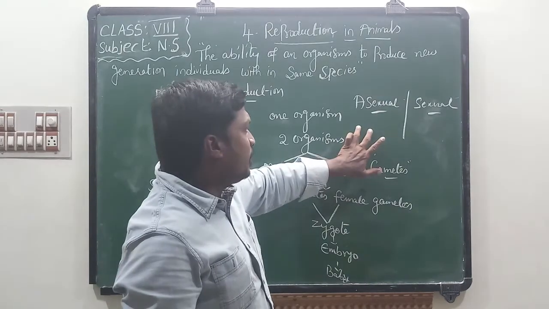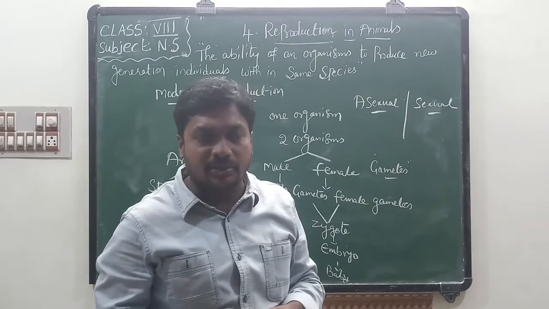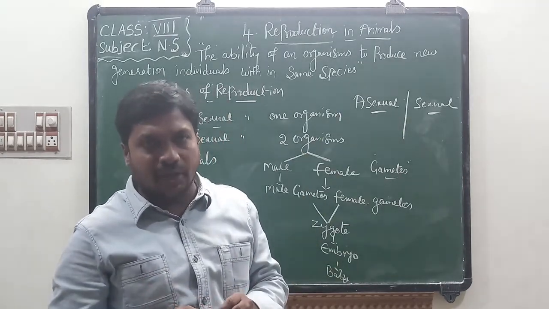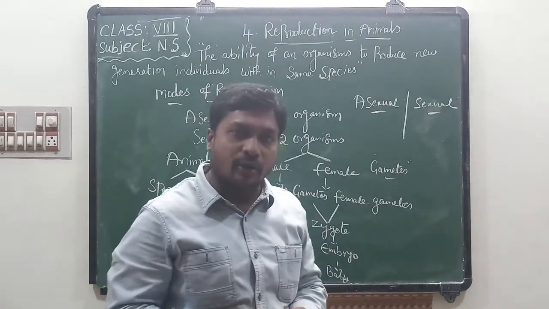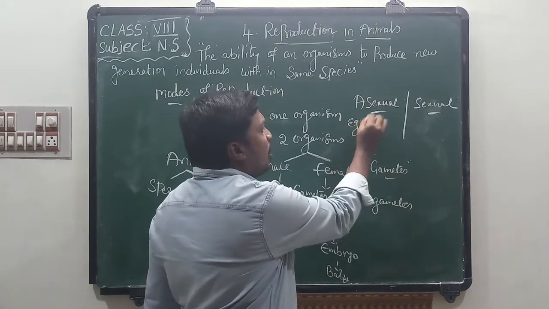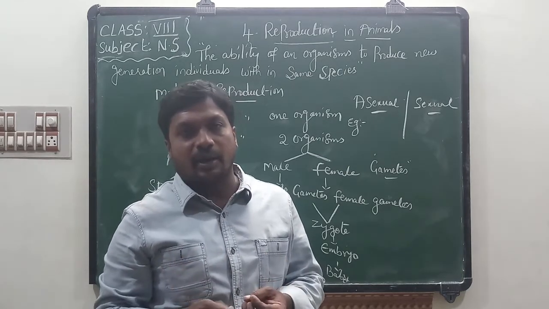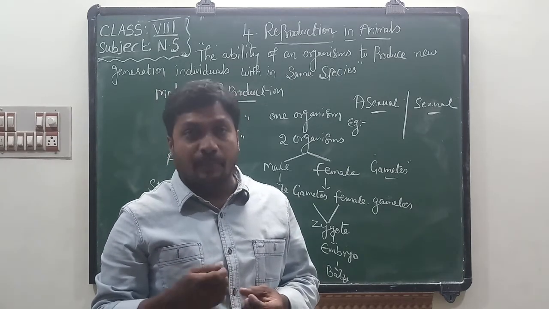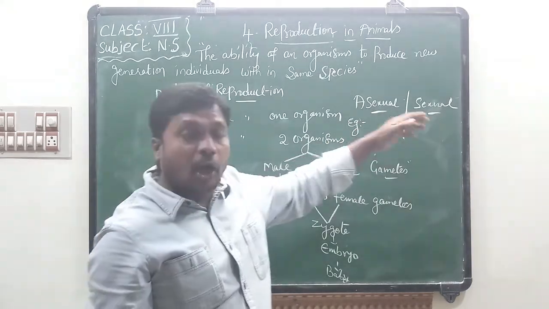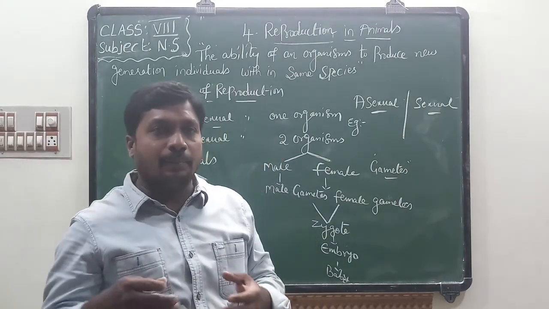In asexual reproduction, no production of gametes takes place. In sexual reproduction, production of gametes takes place. In asexual reproduction, we cannot find formation of zygote. In sexual reproduction, we can find formation of zygote. Examples of organisms which perform asexual reproduction are lower organisms like unicellular organisms such as amoeba, paramecium, hydra, etc. The organisms which perform sexual reproduction are mammals and some plants.